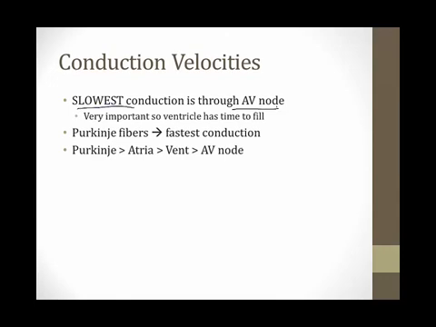By slowing conduction through the AV node, the heart has more time for the ventricle to fill with blood, and this helps make the organ a more effective pump. Conduction velocity is fastest in the Purkinje fibers, and the conduction of electrical activity through the atria and ventricular myocytes is in the middle between these two extremes.